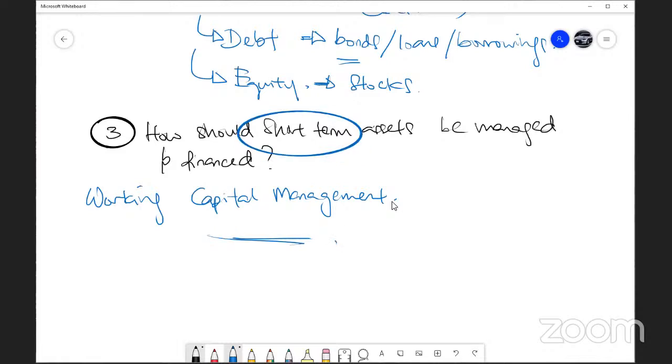So these are the three major questions that are usually asked of a financial manager. Question 1, 2, 3. The first represents capital budgeting, number 2 represents capital structure, and the last one is working capital management. I hope you know what all these three are about, and I'm pretty sure a lot of you already went through this before.